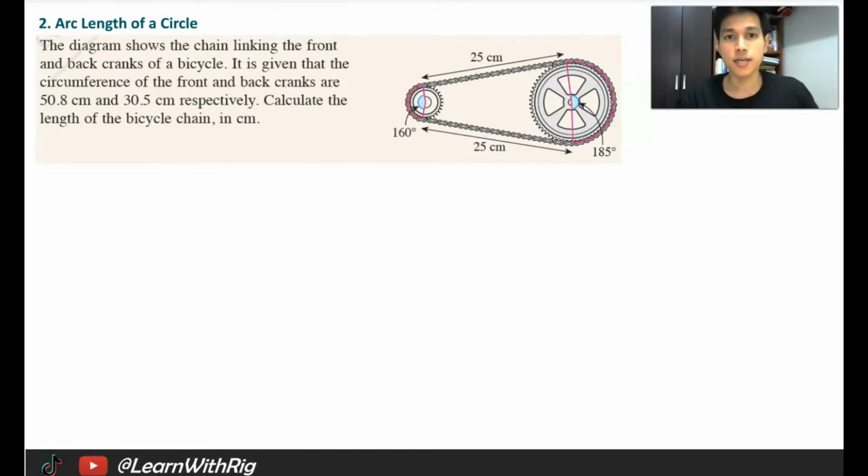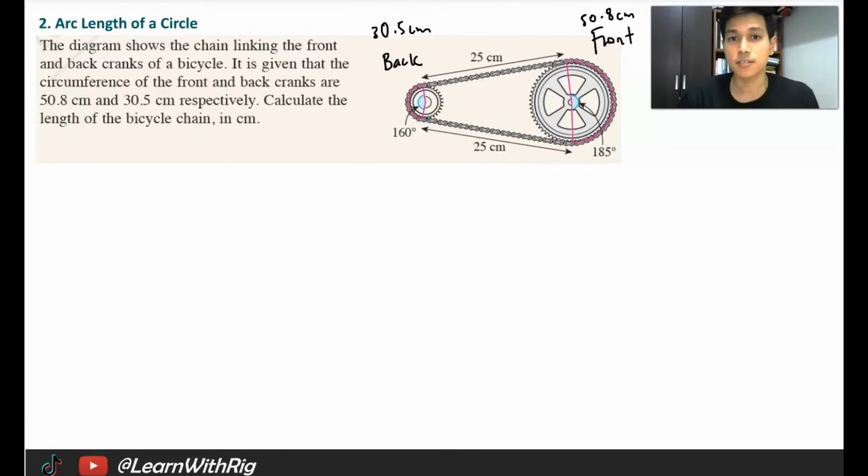The diagram shows the chain linking the front and back cranks of a bicycle. It is given that the circumference of the front and back cranks are 50. Okay, so which is the front and which is the back? So 50.8 should be the bigger one. So here's the front, and then the back should be 30.5 cm and the front is 50.8. Okay, calculate the length of the bicycle chain.